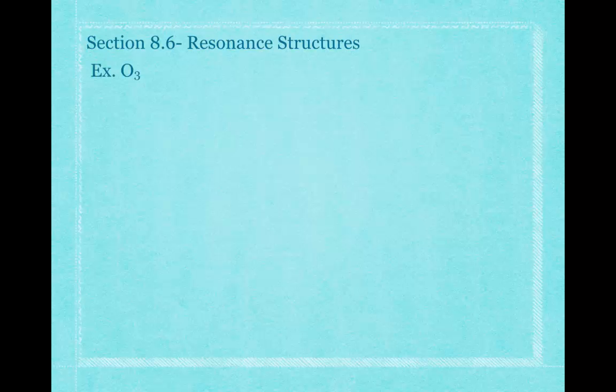In the last section, we talked about the fact that there can be multiple Lewis structures that all follow the octet rule. Now, another exception when we're drawing Lewis structures is resonance structures. And I'm going to explain what a resonance structure is in just one second. But what I want you to do first is to draw the Lewis structure for O3, for ozone. So pause this video right now and please do that.